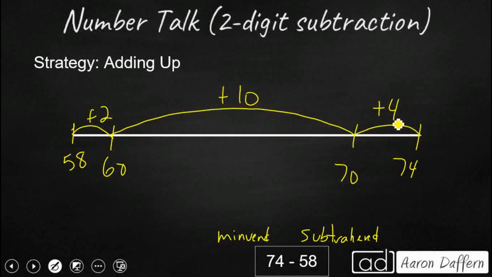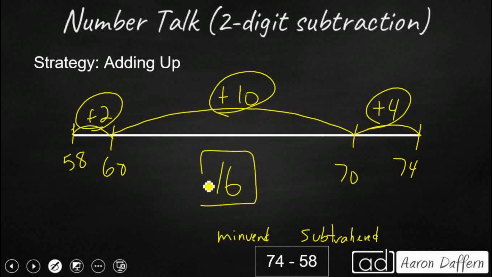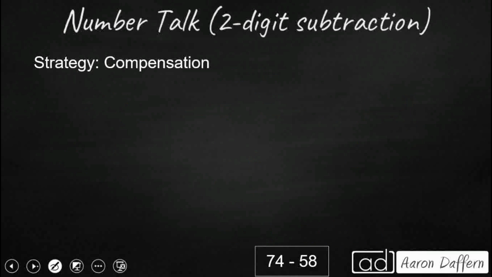So if we add up from the subtrahend up to the minuend, we get a 2, 2 and 10 is 12, and add the 4 is 16. So hopefully that's the difference you got when you subtracted 74 minus 58 in your head.